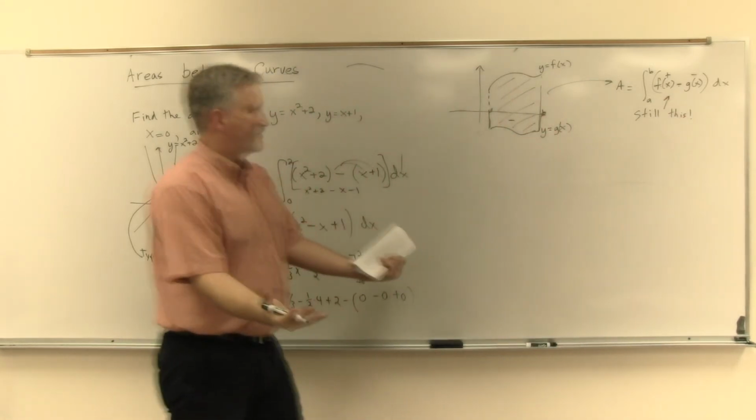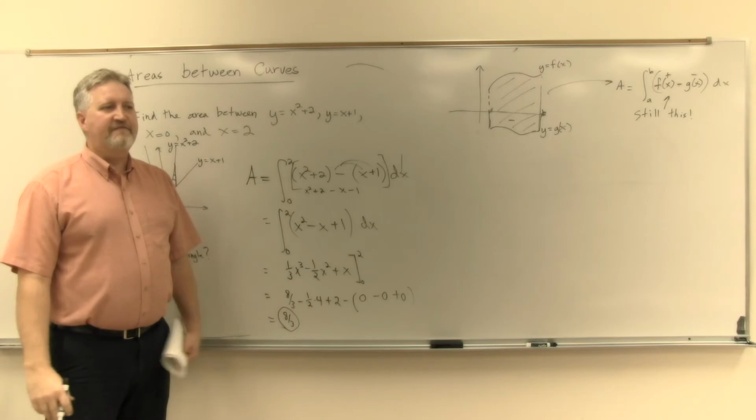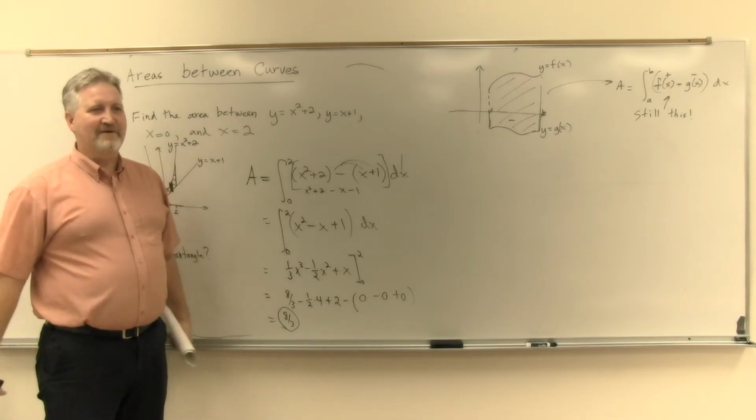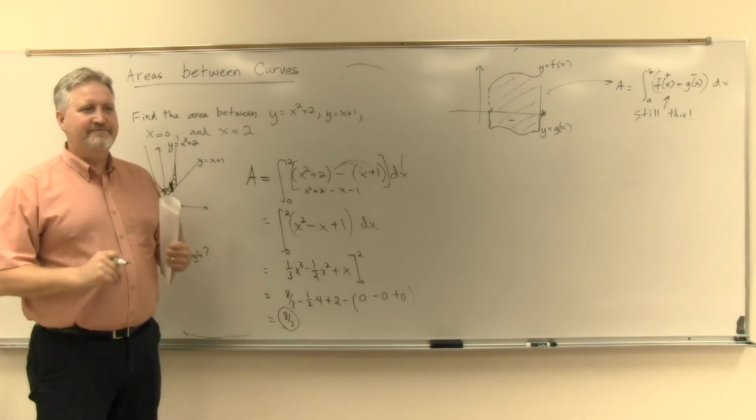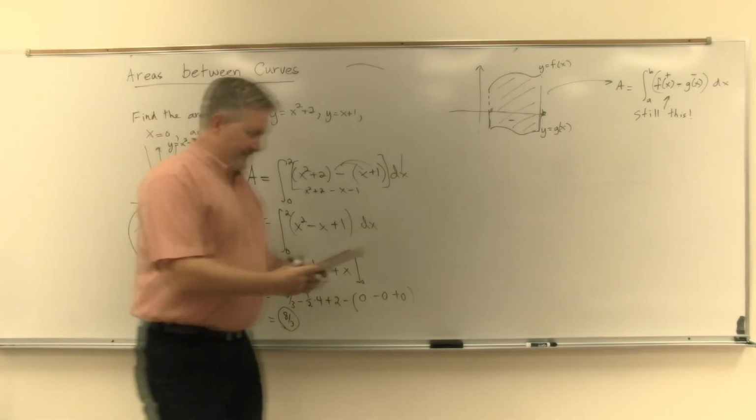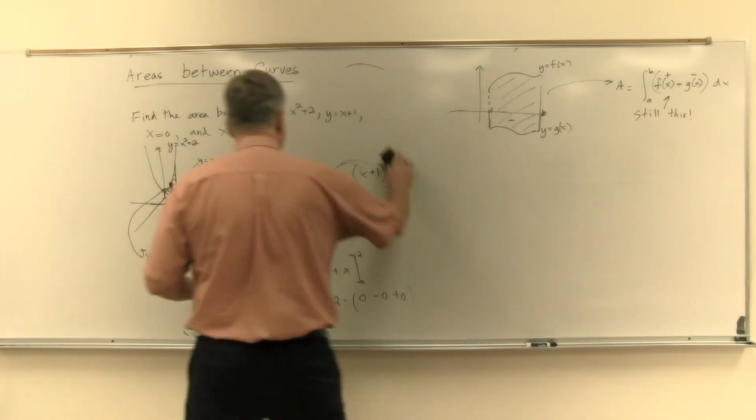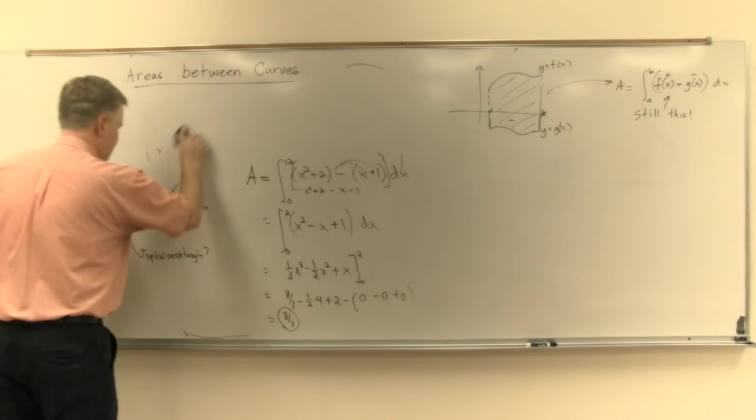So the area between the two curves is still f of x minus g of x. It's always f of x minus g of x to find that area between. All right.